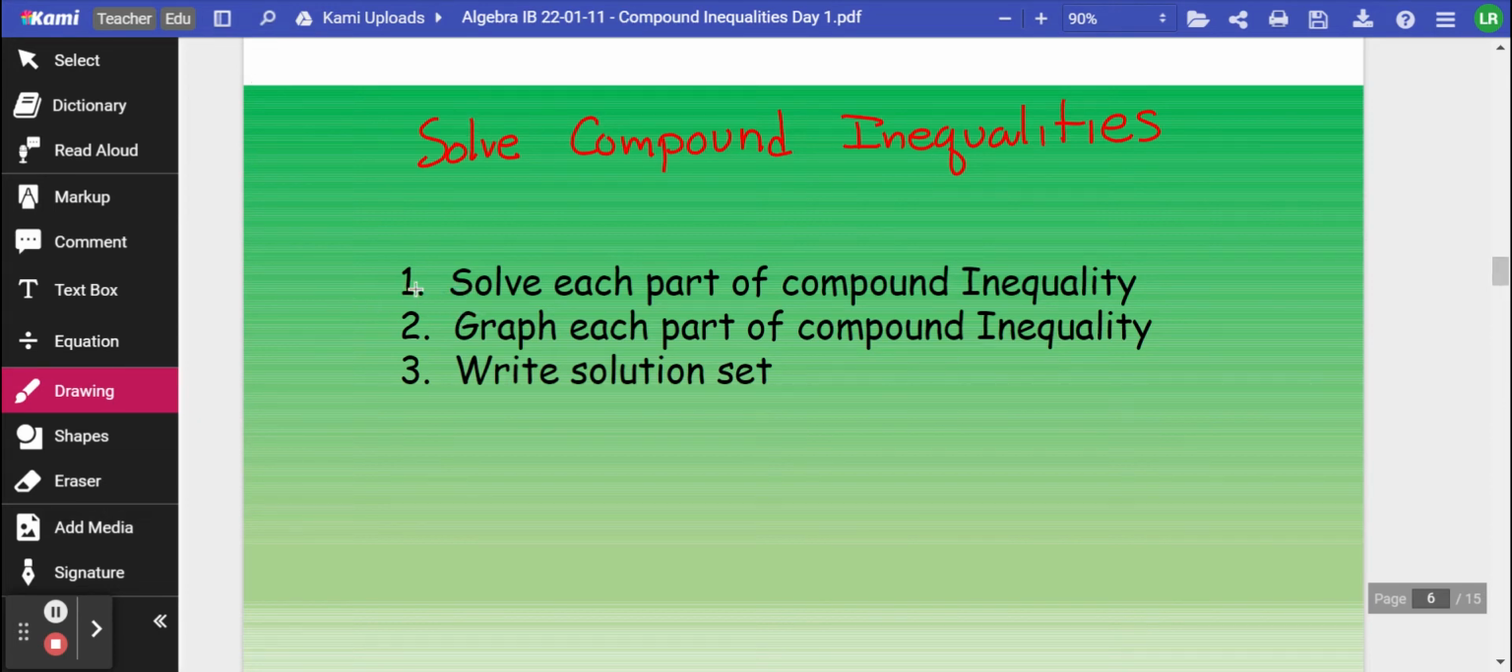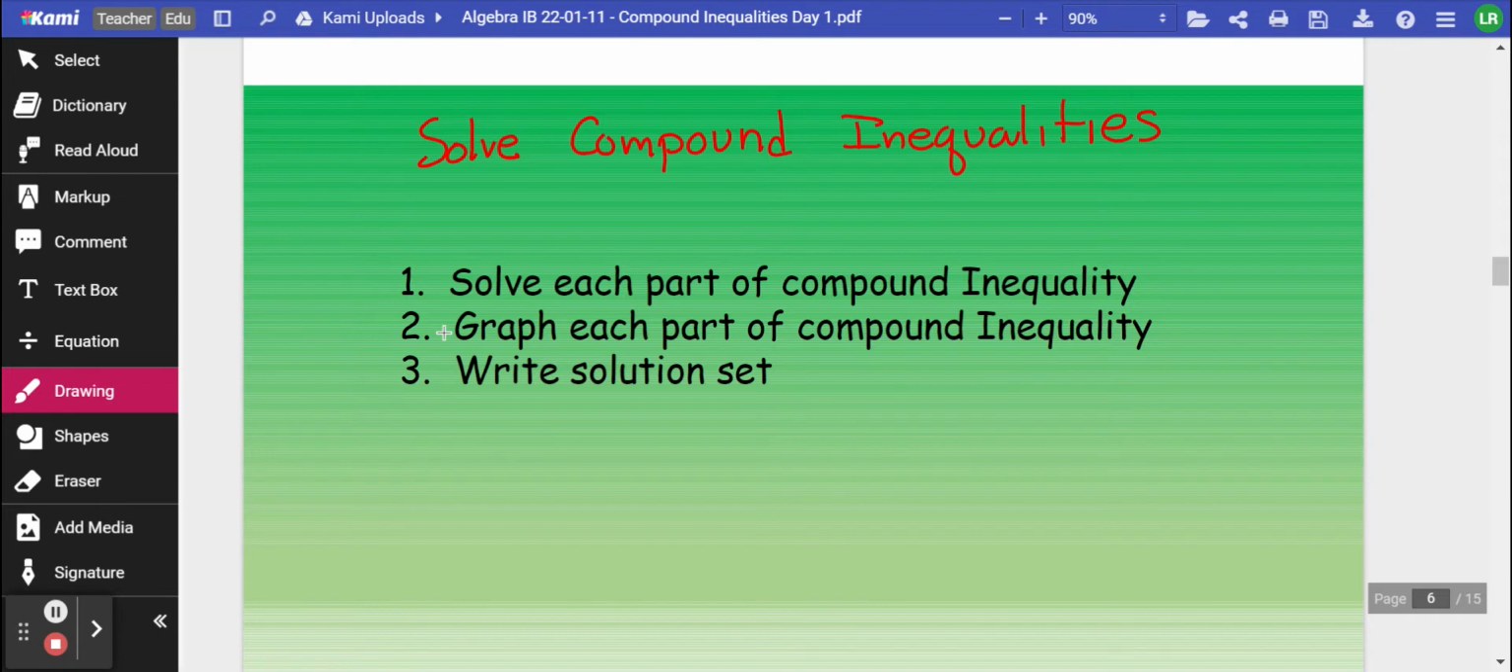Number 1, we're going to solve each part of our compound inequality. So you're going to take both those problems and solve them just like we already understand how to solve them. Now, I would advise, and you'll see me do this, you're going to have your answers rearranged like we've already been doing with set notation, so that the x is first and the number second, regardless of how it shows up.